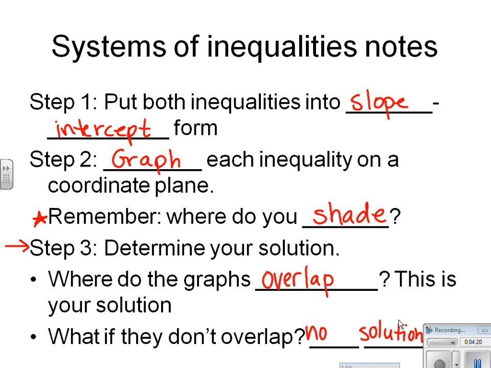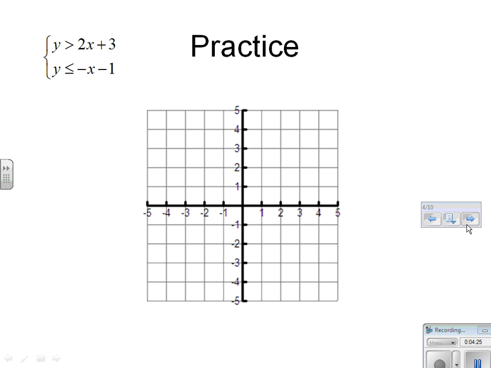So let's take a look at some. Okay, here is my system of inequalities. I'm going to do one in red, so I'm going to do that first. So y is greater than 2x plus 3. So 3 is my y-intercept. My slope is 2, so that's up 2 and over 1. I'm out of room, so I could also go down 2 and left 1.